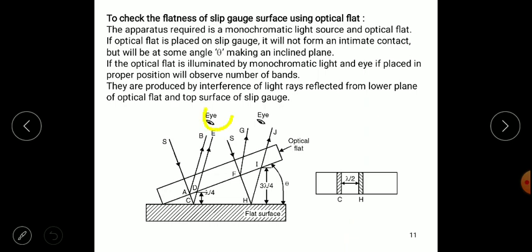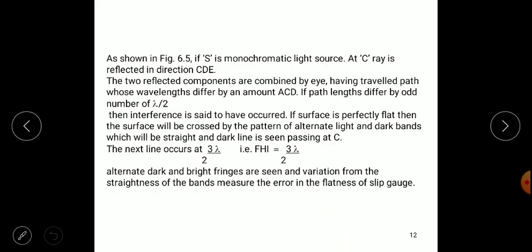Now what I told is nothing but the observation of fringe patterns from this side. So that is what I was talking about. If the path length differs by an odd number, that is lambda by 2, then interference is said to have occurred. And if the surface is perfectly flat, then there are no cross fringes, so alternate light and dark, which will be only dark or either this.